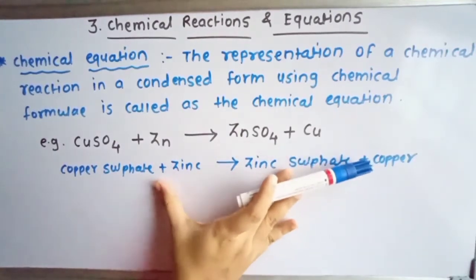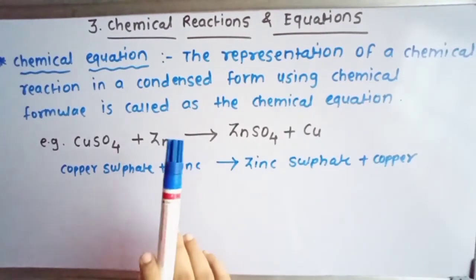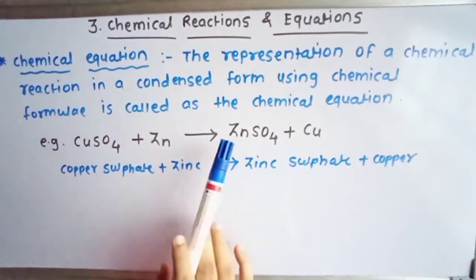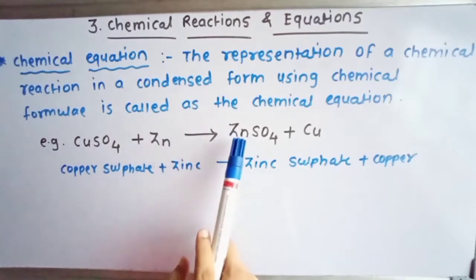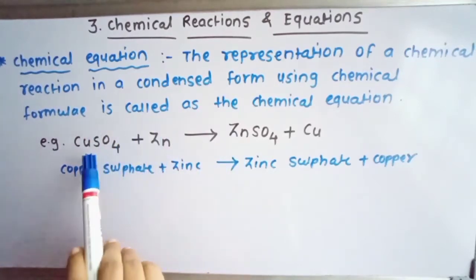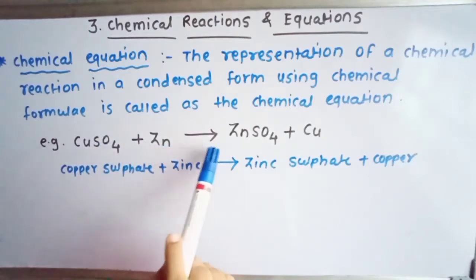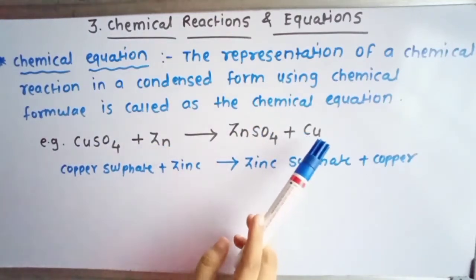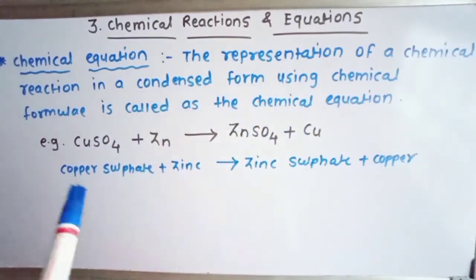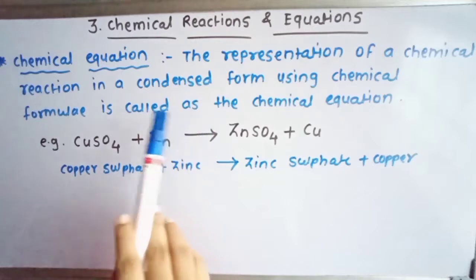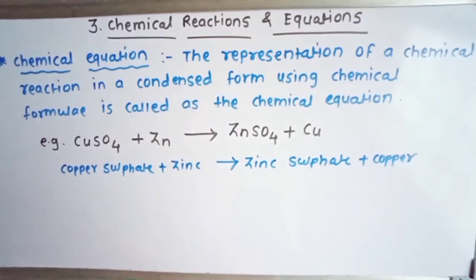This is the word form of the equation. This is called a word equation. So a word equation can be written in a further condensed form using chemical formulae, and that representation is like this: CuSO4 plus Zn gives ZnSO4 plus Cu. So the representation of a chemical reaction in a condensed form using chemical formulae is called the chemical equation. Is this clear to you?